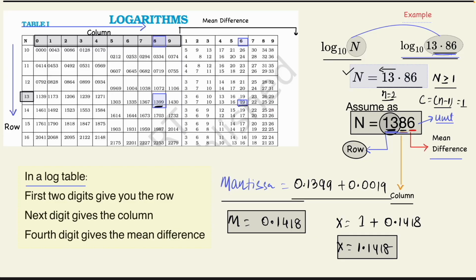In the next module, I will explain in detail how to use this concept. So I hope you understood this part completely. Now we will use the method to find the log.